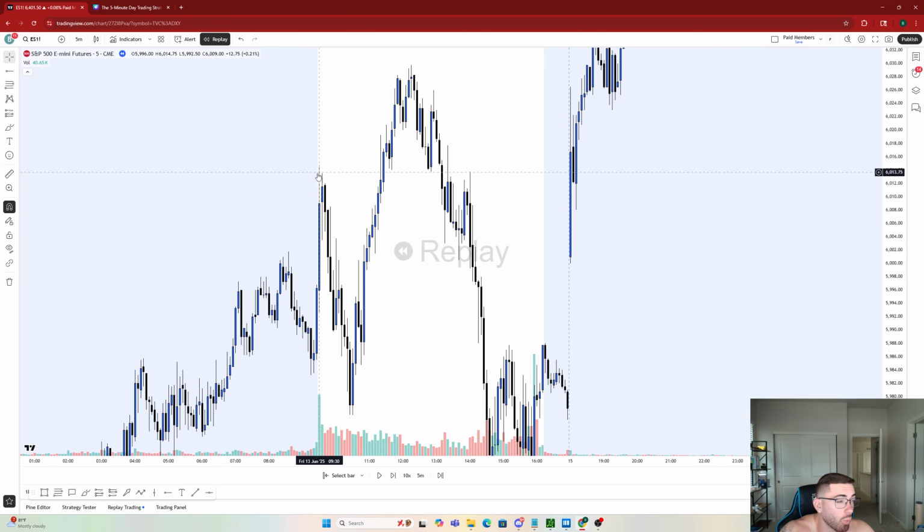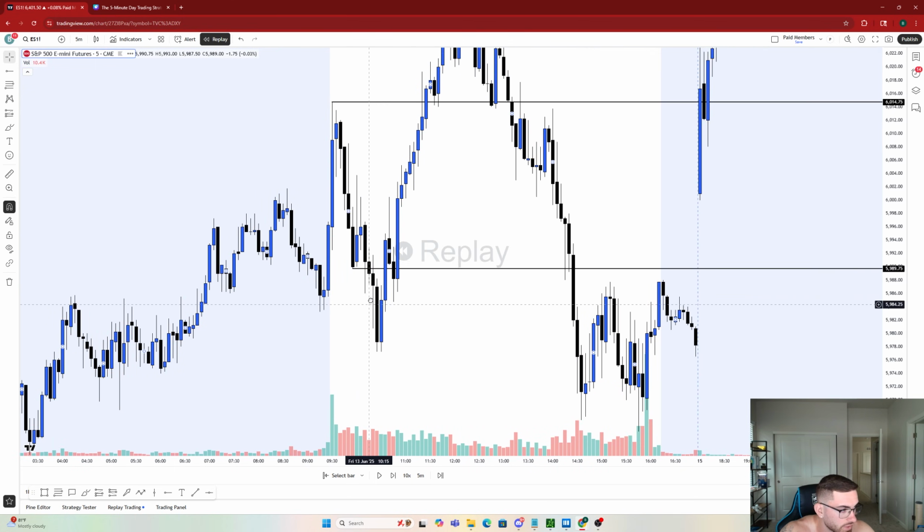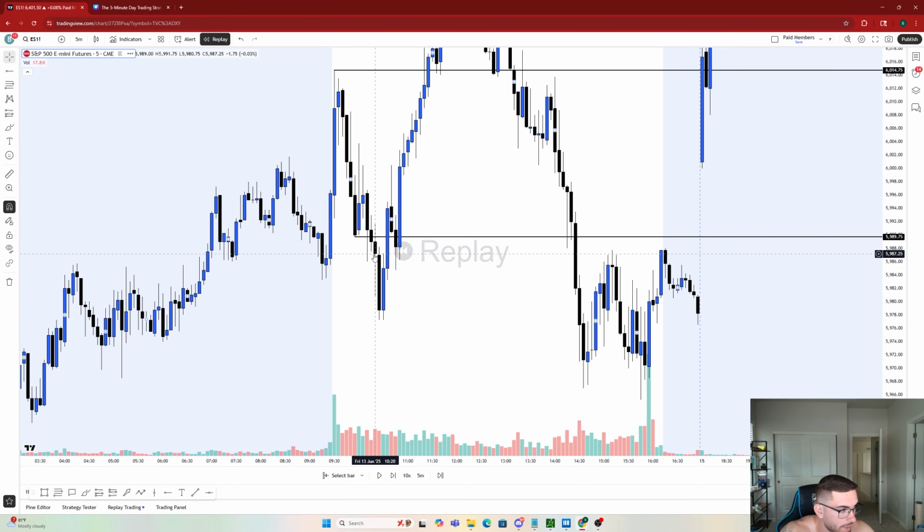So let's go ahead and look at one more example. Here's the high of the first 30 minutes, and here's the low of the first 30 minutes. So actually, you could have traded this both ways. As we can see down here, once price broke below that level, it came back up to retest it very quickly before it moved back down.